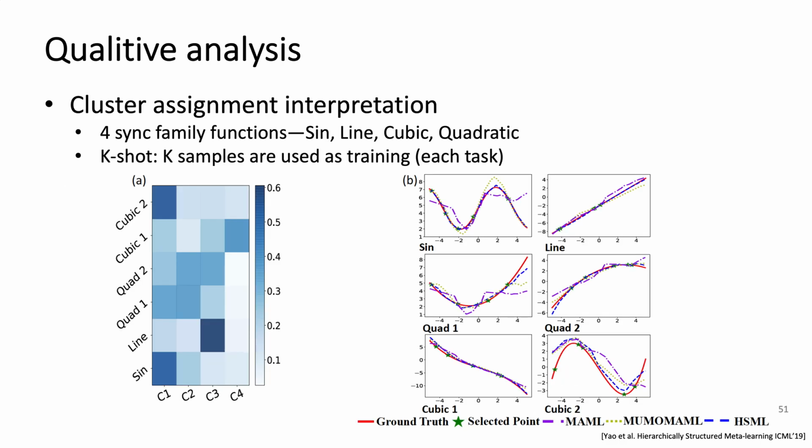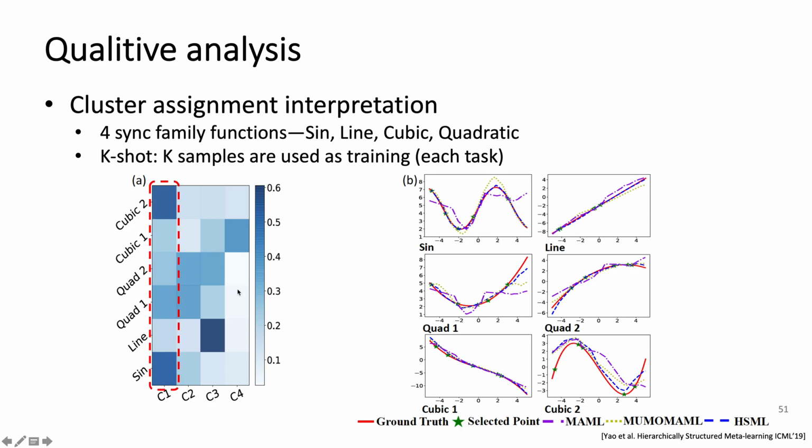Here we show some qualitative analysis of HSML. We select the 4 single family functions: sine, line, cubic, and quadratic. For example, in line, we have ax plus b, and different combinations of a and b will be considered as one task. This is the k-shot problem, so k samples are used as meta training to construct the support set. And here we can see that HSML can achieve better generalization and can distinguish different shapes.